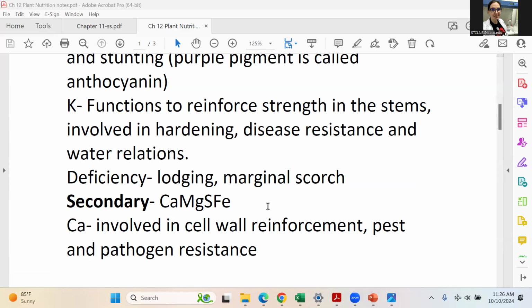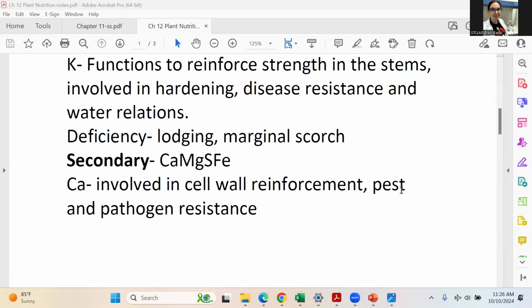Now, the secondary macronutrients are also used in large amounts by the plant, and they're of secondary importance to the primary ones. So those include calcium, magnesium, sulfur, and iron. Now, calcium is involved in cell wall reinforcement, and for that reason, it's also involved in pest and pathogen resistance because a strong cell wall is going to be difficult for infections or pests to penetrate.